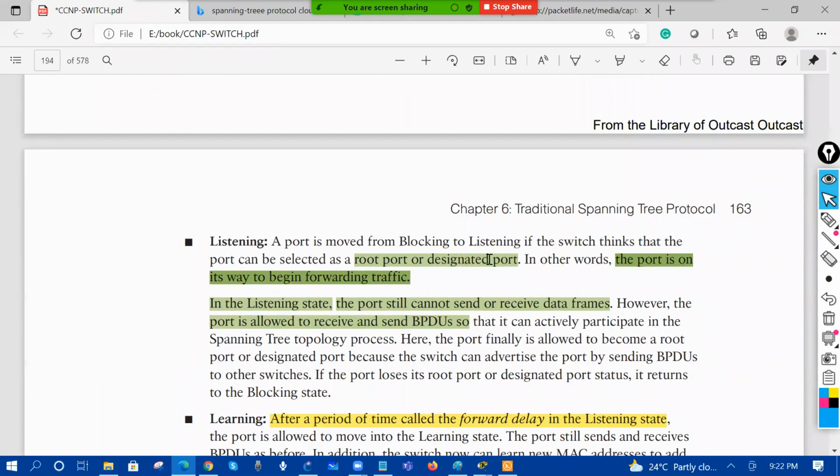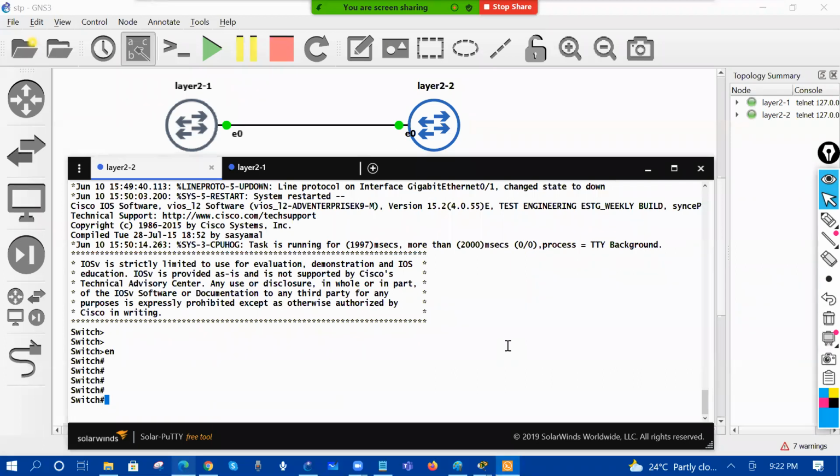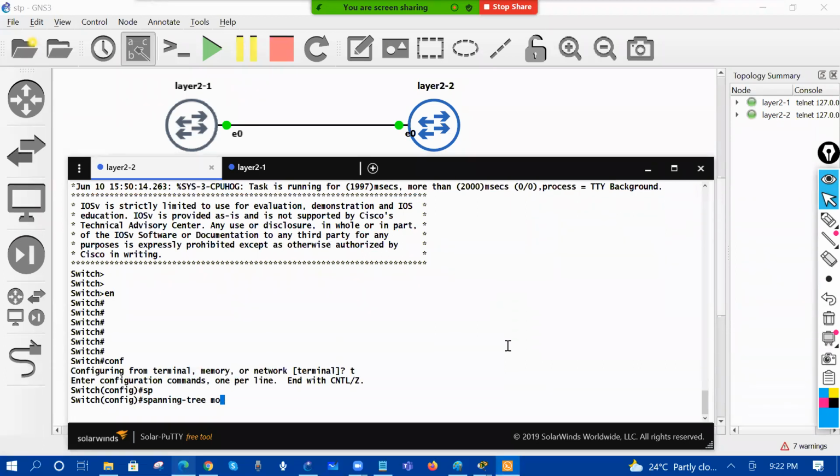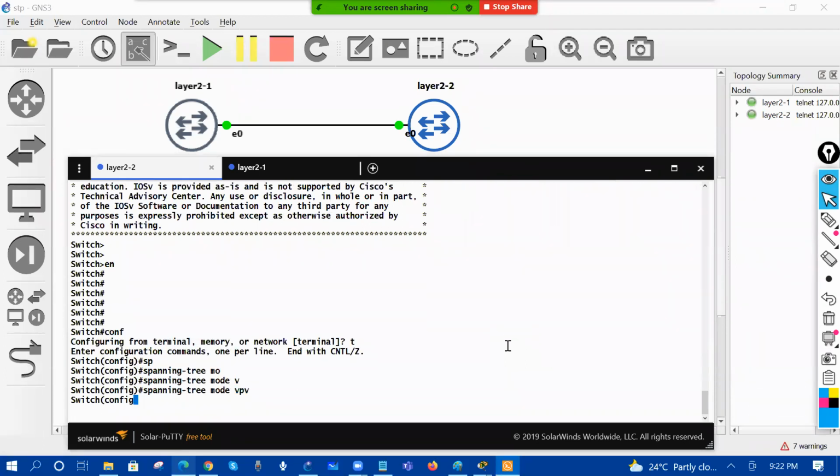In the listening state, the root port and designated port will be elected. So I'll do one thing in privileged mode. I'm just going to write one command. Forget this command right now if you don't know about this part.